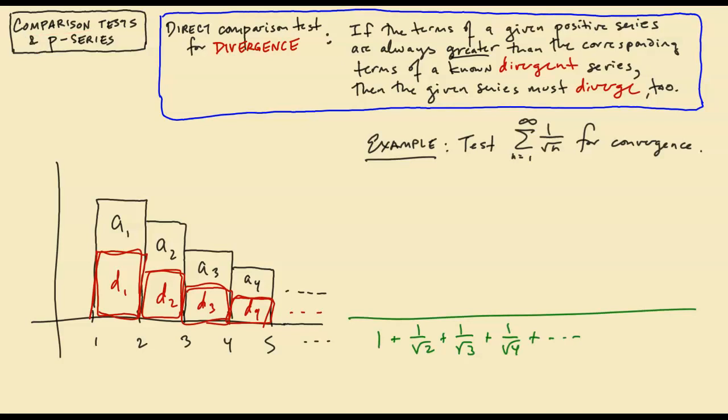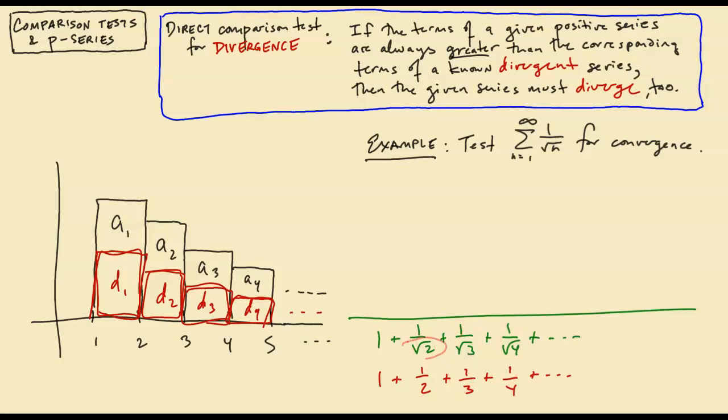Maybe I can compare it to something I do know. It looks kind of like the harmonic series. If we could magically erase those square roots, it would be the harmonic series. And I might wonder, well, how does it compare to the harmonic series? I mean, I know the harmonic series diverges, but how do the individual terms compare with one another?